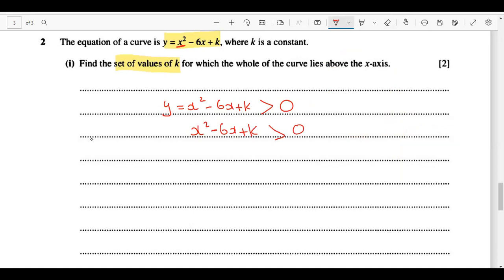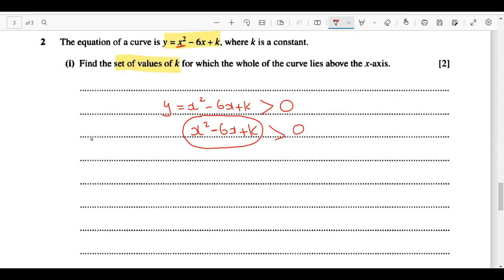Find the set of values of k for which the whole curve lies above the x-axis means that I need to find such values of k for which this expression is always positive. Now, I am not sure about it like this, okay? I'm not sure about it at all because I can see a minus 6x there. Now, I don't know what value of k would basically help me have this whole expression greater than 0 or positive. So for this, again, we need to do something similar to what we did yesterday.